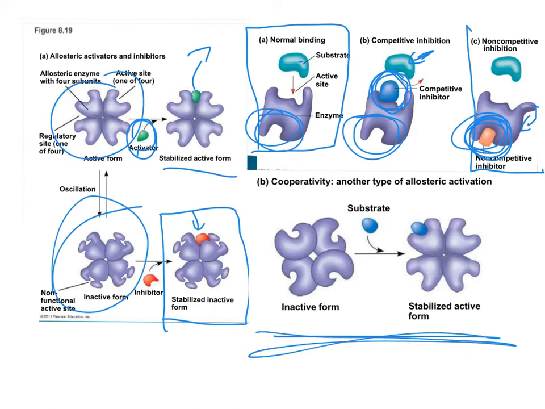Okay, so we've got this inactive enzyme, we bind a substrate to it, and all of a sudden every other active site is the proper shape so that that enzyme can act, and that's called cooperativity. It's really cooperativity between the active sites.